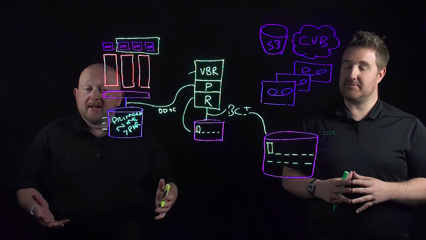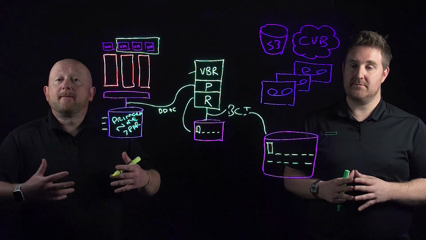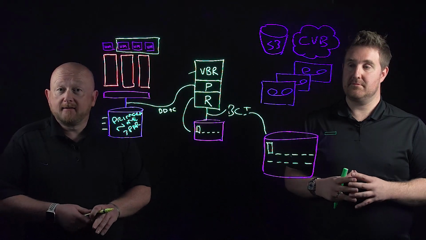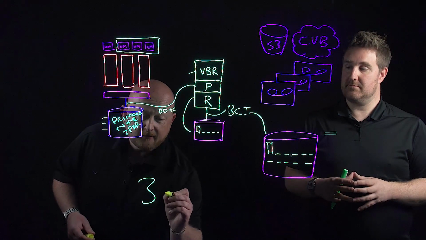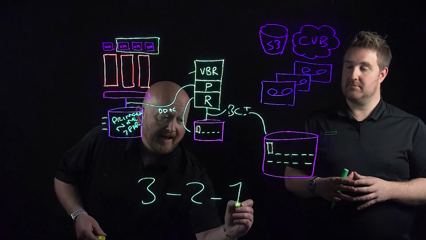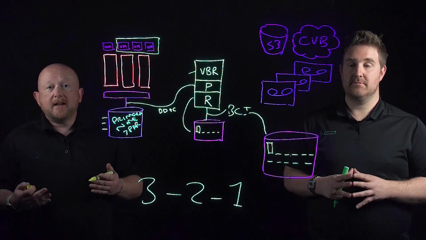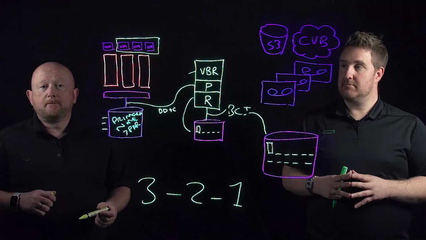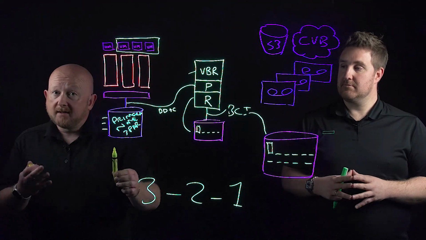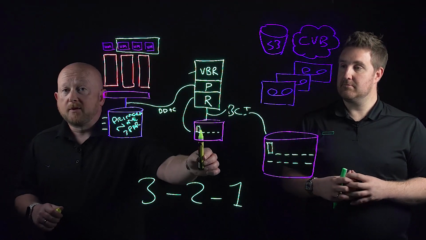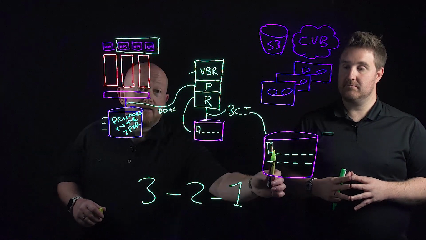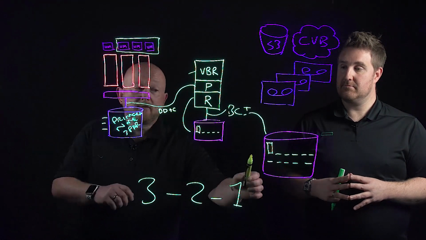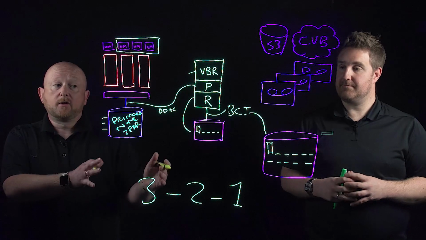There's a rule we like to follow at Veeam, and we tend to advertise this to our partners and customers, and it's the 3-2-1 rule. What we're talking about here is having a minimum of 3 copies of your data. So we would consider the production a single copy, the primary repository a second copy, and then the secondary or tertiary repository we would class as the third copy.